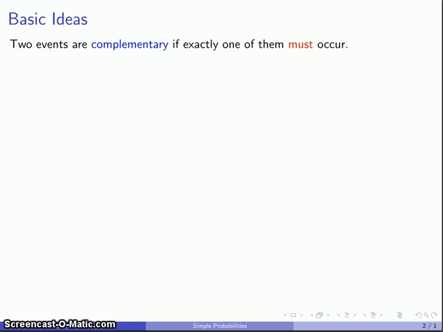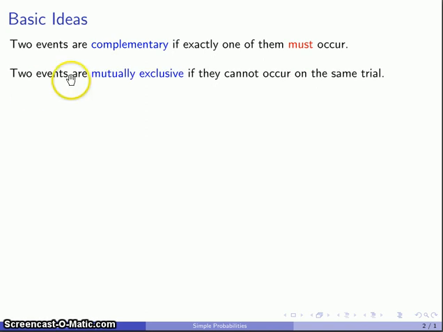This is very closely related to another idea, which is that two events are mutually exclusive if they cannot occur on the same trial. It's important not to get the two confused. Complementary events, we know that one of them had to occur as a result of our random experiment. Mutually exclusive events, we know that at most one of them occurred, but it's entirely possible that neither of them occurred as a result of our random experiment.